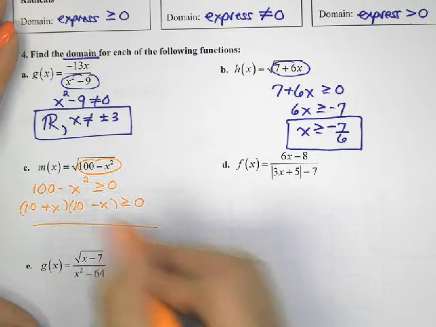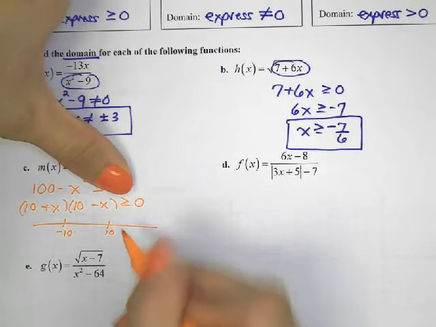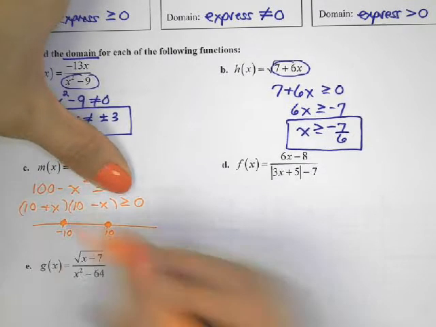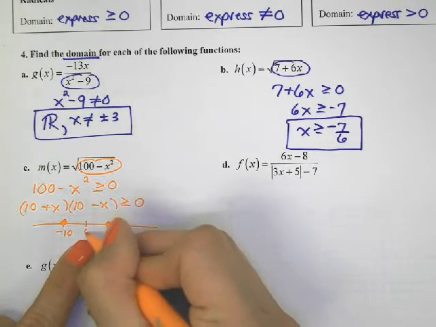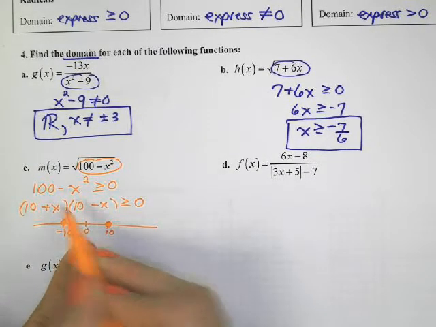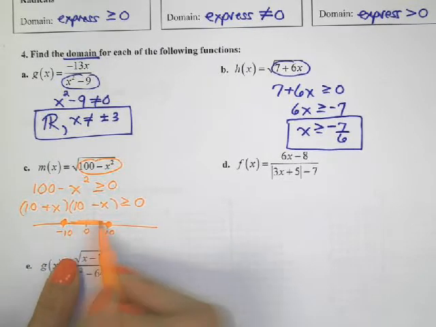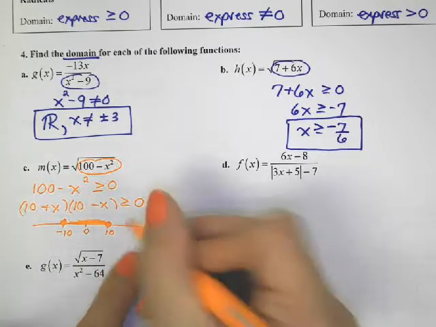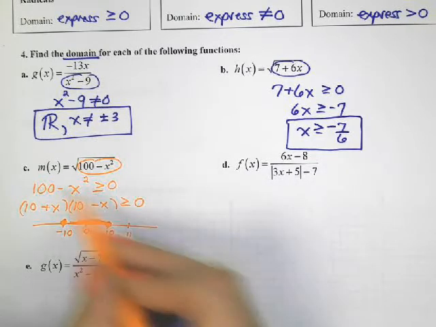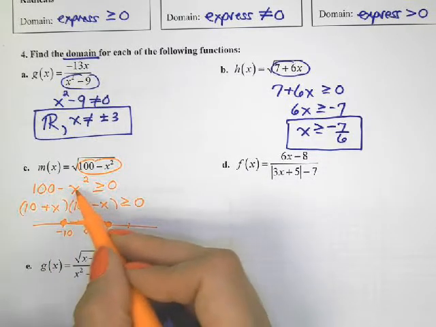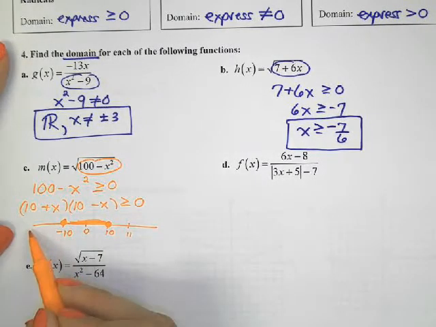Step 2, we draw a number line with the plus minus 10. If this is an equal sign, you close up the bubbles, and now you test the sections to see where it works. If we take the number 0, you can plug it into this line. I think this one might be easier though: 100 minus 0. That's more than 0, so that's a good set of answers. Is things like 11 going to work? Or 20? Let's see. 100 minus 121. Nope, that's not going to work. And neither is negative 11.